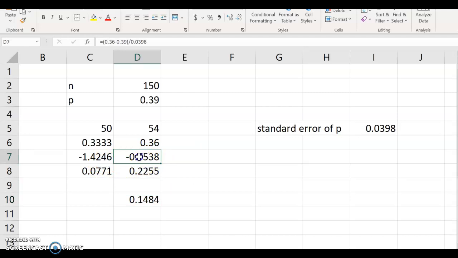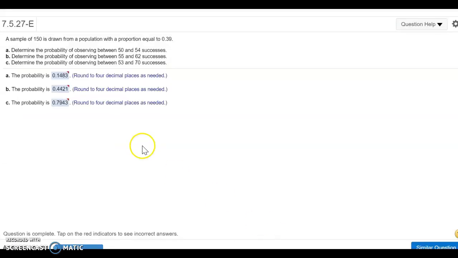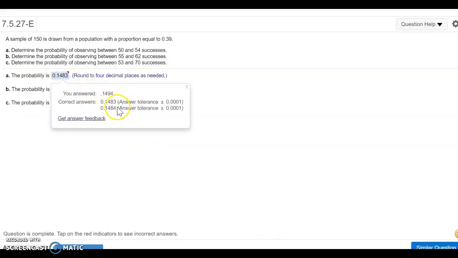So you do that for both of these, and then you get these two values, and to get the area or the probability of it being in between, you take the larger and subtract the smaller. So we get 0.1484. Let me look at that. Okay, so that would work, 0.1484.